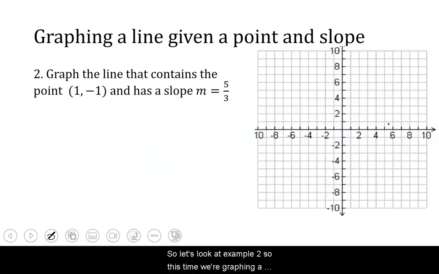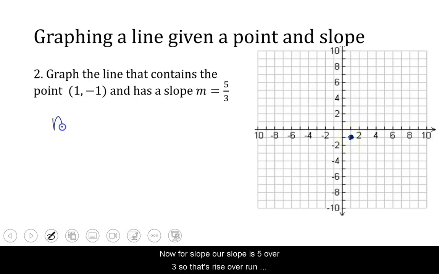So let's look at example 2. So this time we're graphing a line using a point and a slope. So we are going to plot our point first. Positive 1 is the x and -1 is the y. So start in the center, go to the right, positive 1, and then down 1, -1. Over 1, down 1. Make your point.